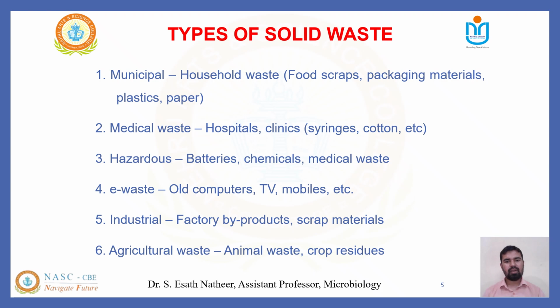E-waste: the old parts from computers, TVs and mobiles we consider as e-waste. And industrial waste, such as factory byproducts or scrap material from the factory, and also the solid waste left over after the processing of some product, is considered industrial waste. And agricultural waste, such as animal waste, cow dung and other material from animals, and crop residues are considered to be the major types of solid waste.